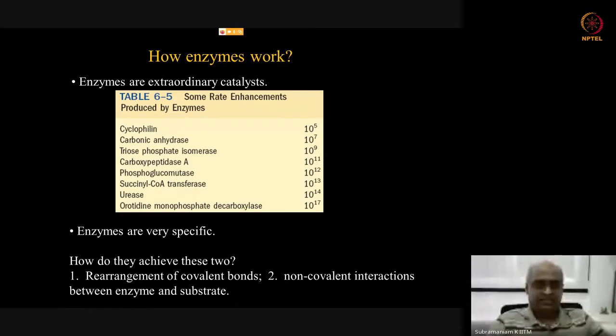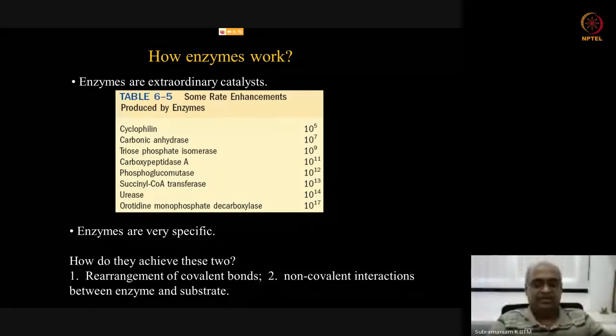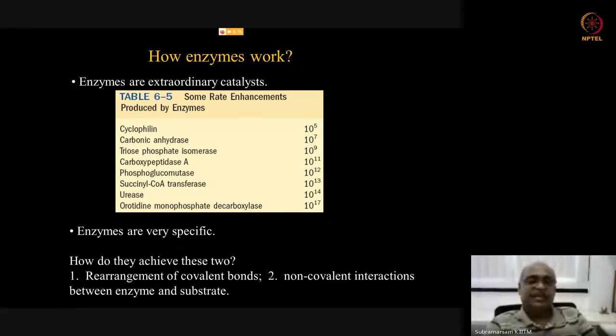So enzymes are extraordinary catalysts. It's not like a little help. Like you put a spoon into a tumbler having sugar in your tea and mix it, and without that spoon, if you just shake with the hand, it will also get dissolved, and that help by the spoon is not that great. It is some catalyst, but not a great catalyst. But enzymes are not like that. They accelerate the rate of the reaction by several orders of magnitude as listed in this table.